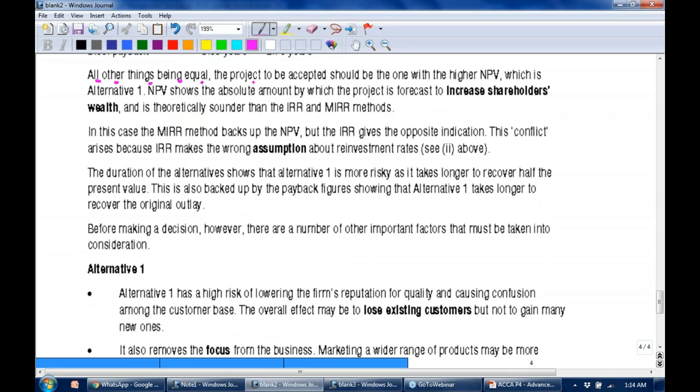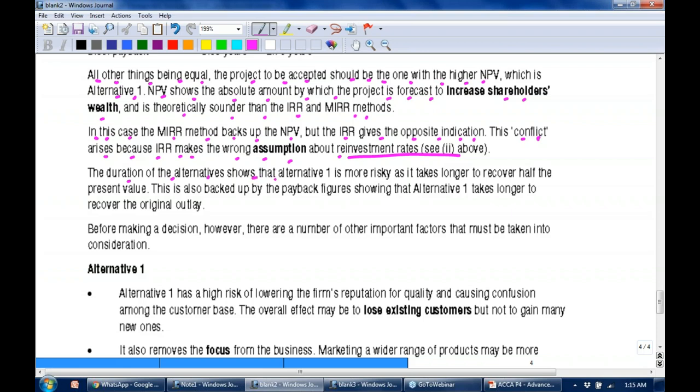This is the summary, and you can read it accordingly. All other things being equal, the project to be accepted should be the one with the higher NPV, which is alternative one. NPV shows the absolute amount by which the project is forecast to increase shareholder wealth, and is theoretically sounder than the IRR and MIRR methods. In this case, the MIRR method backs up the NPV, but IRR gives the opposite indication. This conflict arises because IRR makes the wrong assumption about the reinvestment rate. You can watch my videos on that.